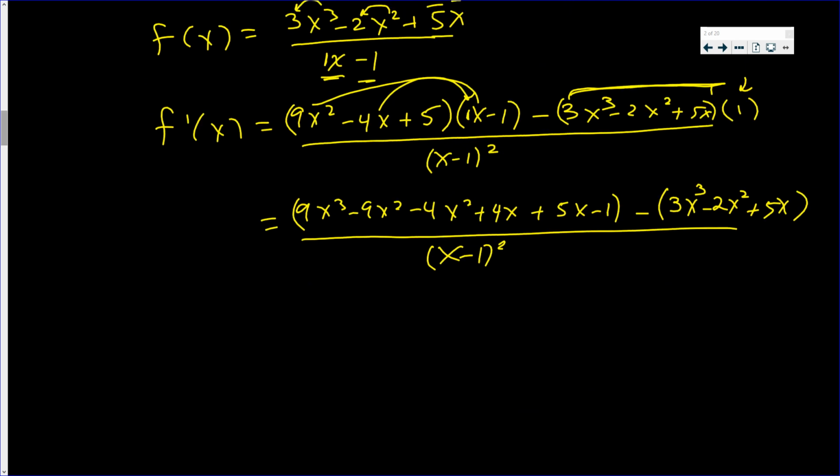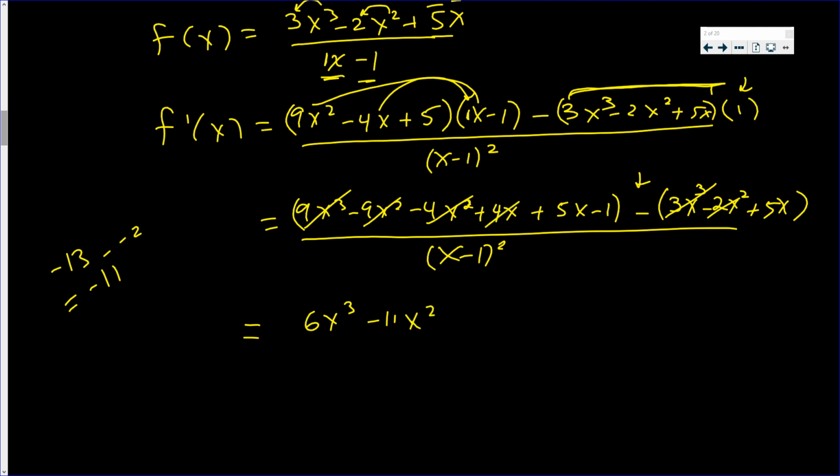Okay. So now let's see what we can do with the numerators. We have 9x cubed, and you're taking away 3x cubed. I guess you have 6x cubed. You take away 9x squared, and then you take away 4 more x squared. You took away 13x squared. Took away 13. And now you're taking away negative 2. So that's negative 11x squared.